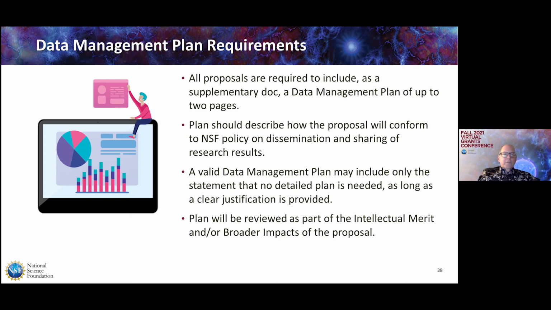Just remember, this is part of the intellectual merit and broader impacts review criteria. So if you just state that a data management plan is not required, it may raise as many questions with the reviewers, and you don't want to have reviewers raise questions. If you think that it's going to raise a question, it probably will. That's my also standard line of advice. So address those issues head on. So questions, next slide, please.